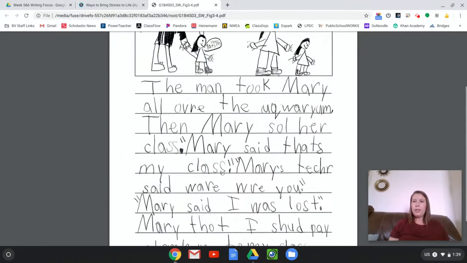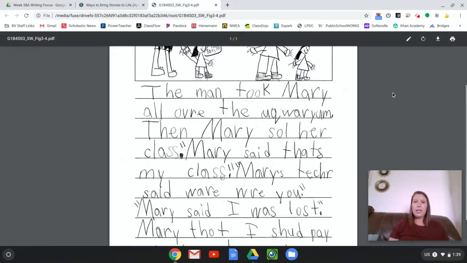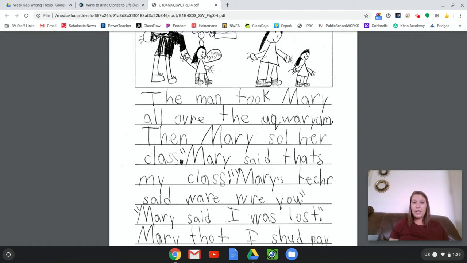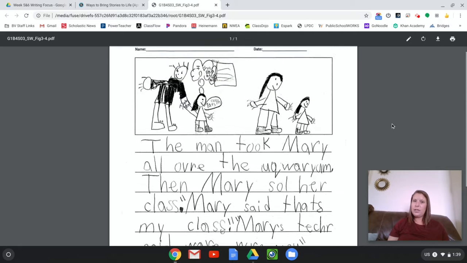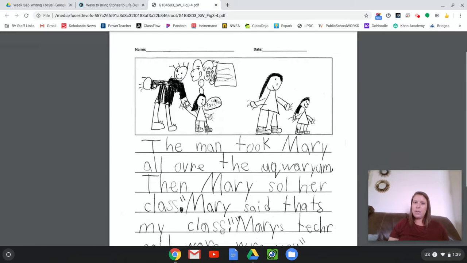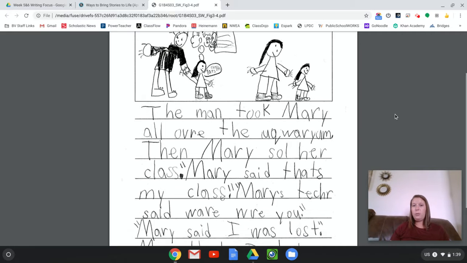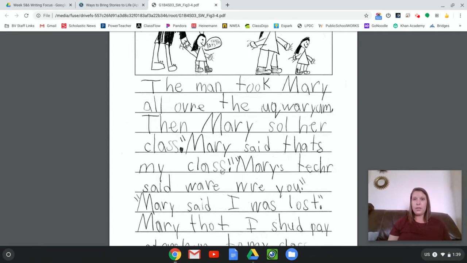So the good things that I'm seeing on this one, that Mary is talking and her teacher is talking. They're talking to each other. And then we also see at the end, Mary thought, "I should pay attention to my class." So that's something she was thinking, but they added that to the story, and now it sounds really good. You can see right here, this is what she's saying, "That's my class." And this is what she's thinking, "I should pay attention to my class next time." So that's a really good way to bring your story to life, a good example of that too.